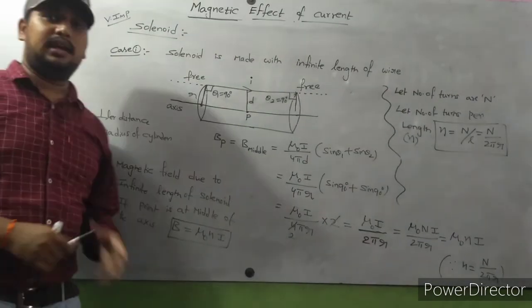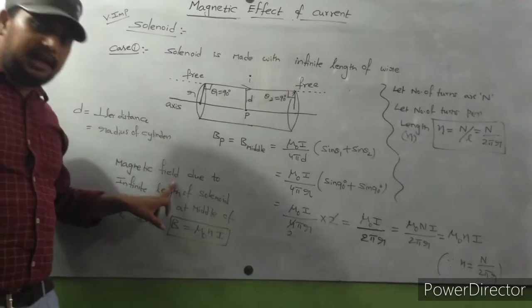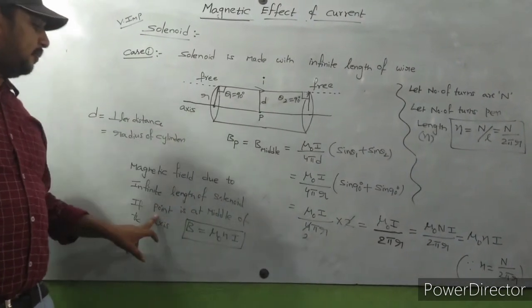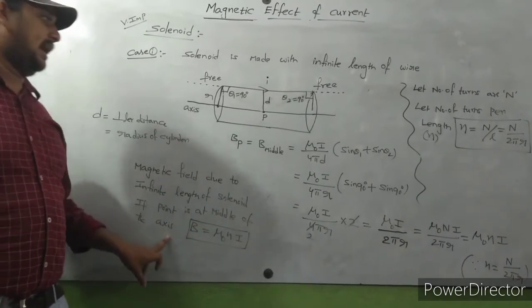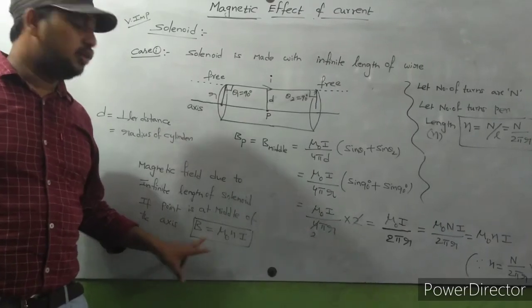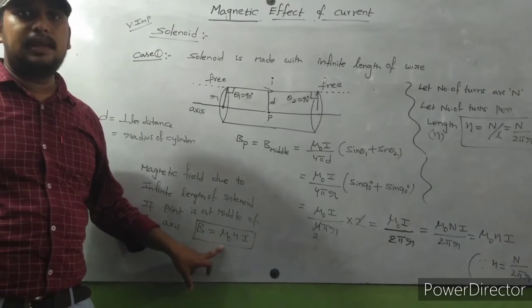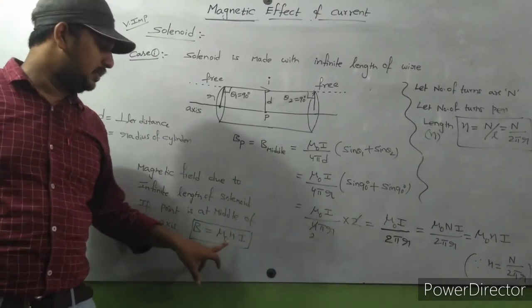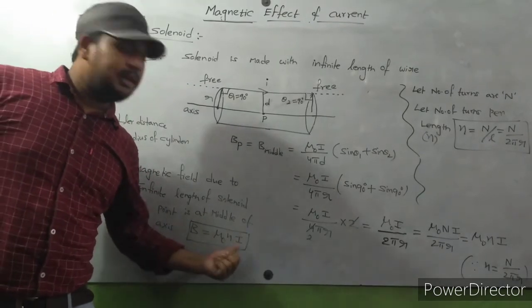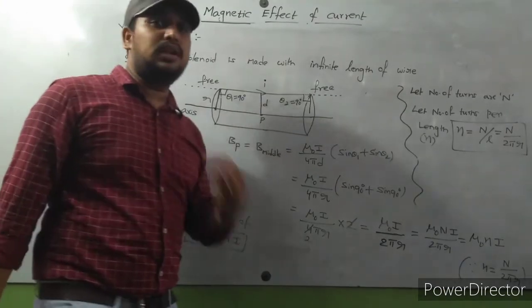Please observe carefully, what is the formula? This is important. The magnetic field due to an infinite length of solenoid, if the point is at the middle of the axis, is B equal to mu naught into small n into I. Mu naught means permeability of free space, small n means number of turns per length, and I means electric current. So this is case 1 about the solenoid.